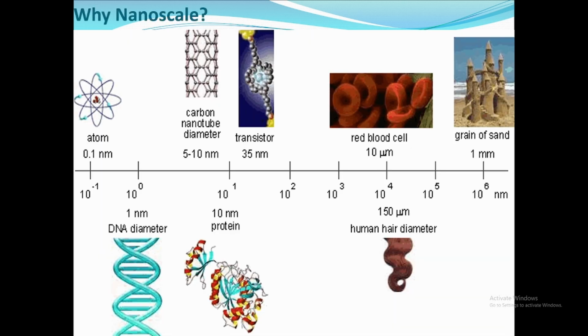Next one is the visual comparison. This slide illustrates the relative size of the nanoscale objects compared to familiar objects. To put it into perspective, a human hair is approximately 8000 nanometers wide. As materials become smaller, their properties change dramatically, enabling innovative applications across many fields.